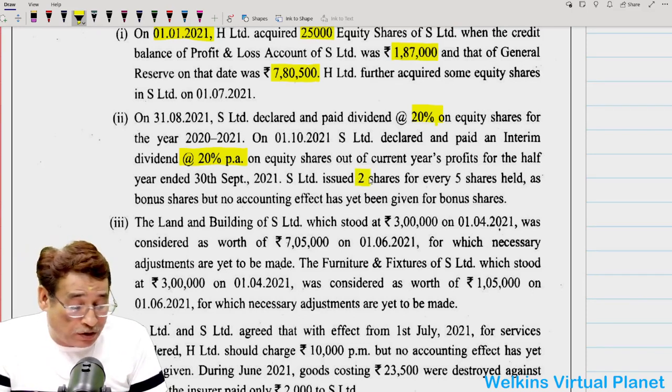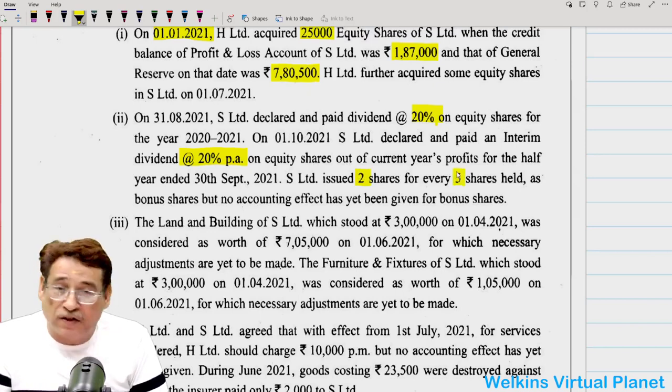Then also in this question, it is given that S Limited has given 2 shares for every 5 shares as bonus issue, but no accounting effect has been given to it.